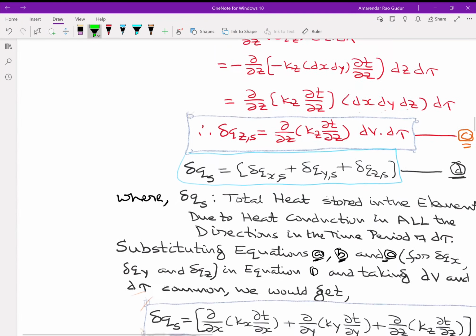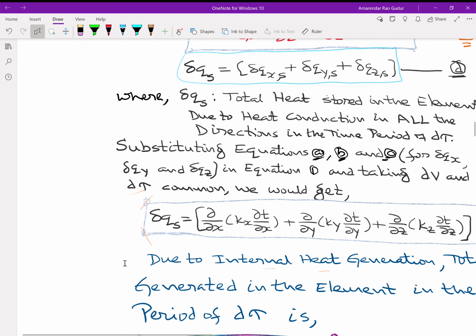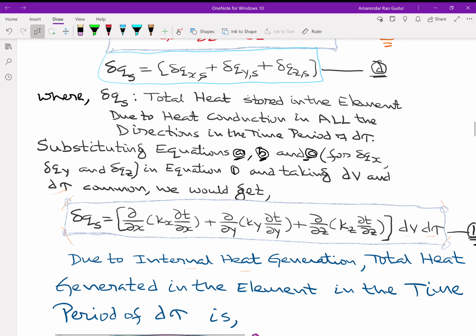Now we summarize all these three parameters and we'll have something called ∂Q_s, which represents the total energy stored in the element due to conduction in all three directions, that is x, y and z directions. And ∂Q_s is simply the combination of ∂Q_x, ∂Q_y and ∂Q_z. If we substitute the equations for ∂Q_x, ∂Q_y and ∂Q_z here, we get ∂Q_s as ∂/∂x (k_x ∂T/∂x) plus ∂/∂y (k_y ∂T/∂y) plus ∂/∂z (k_z ∂T/∂z) times the volume of the element and the time period we have considered.